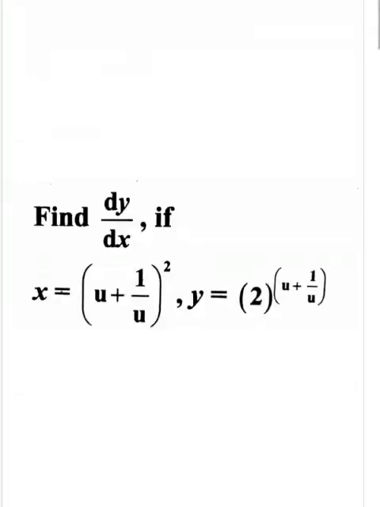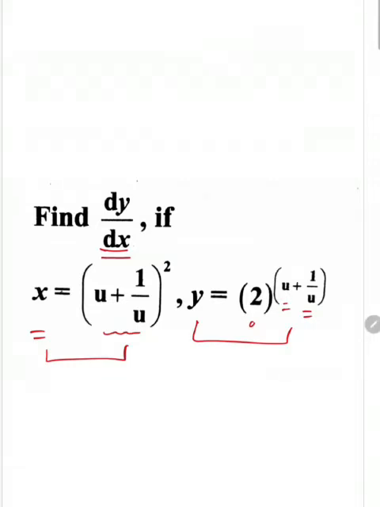Hello friends, let's understand the question here. Question says find dy by dx if x is (u plus 1 by u) the whole square and y is 2 to the power u plus 1 by u. Now since I have given x in terms of u and y in terms of u, this is basically a parametric equation. X in terms of u, y in terms of u, but you want to find dy by dx.